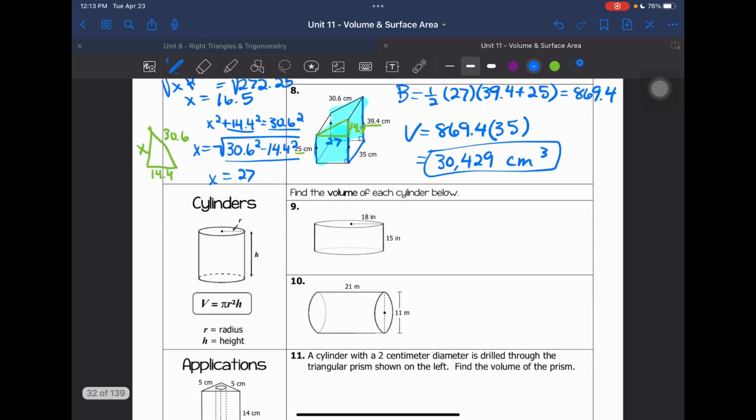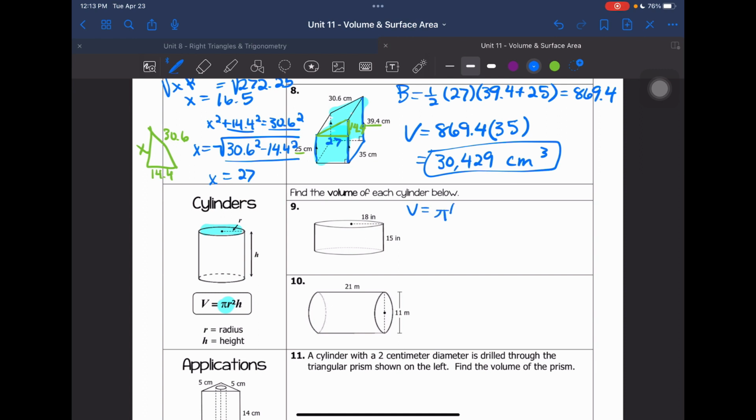Let's talk about cylinders. Cylinders are pretty much prisms, except that their bases are always circles. And so we're still kind of doing area of the base times the height, except this is how you find the area of a circle, pi r squared. And so let's apply that formula to number 9.